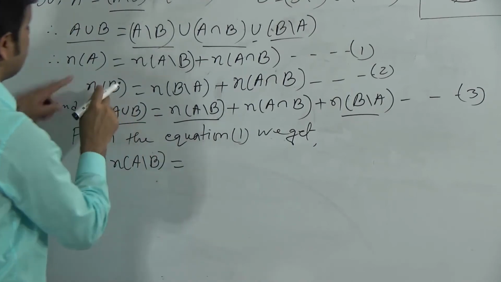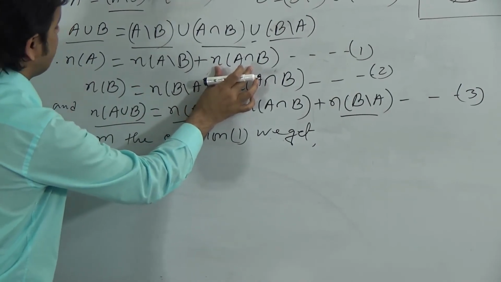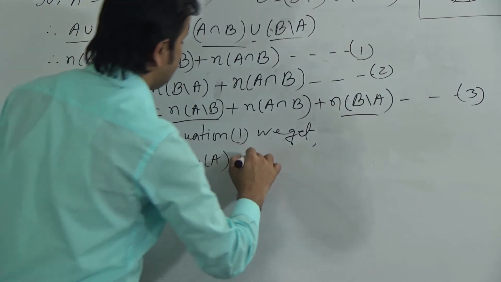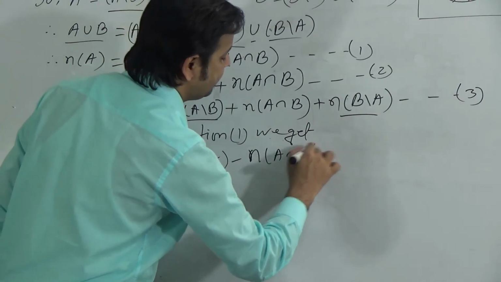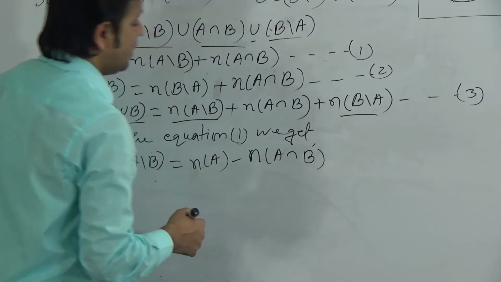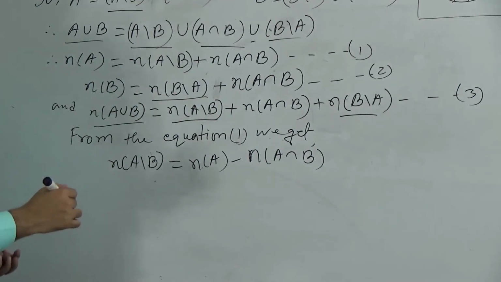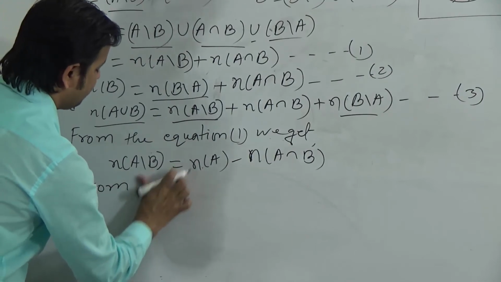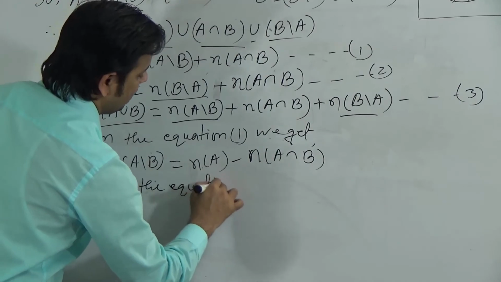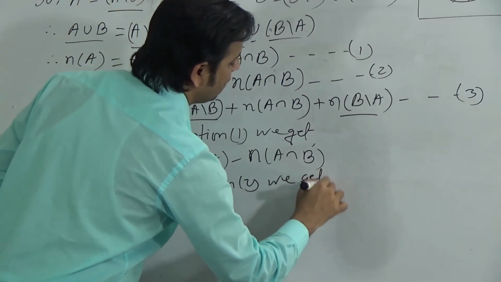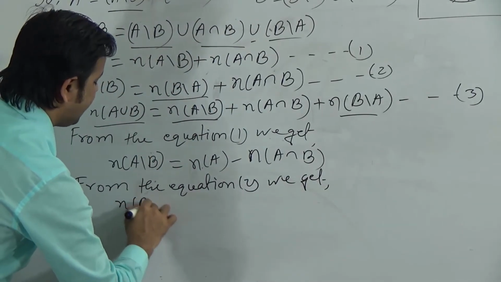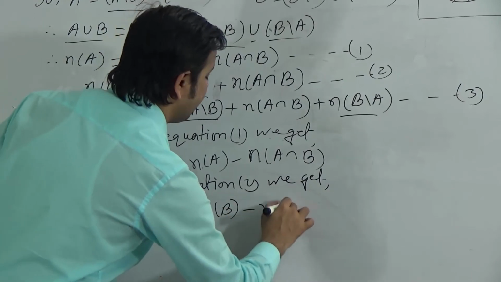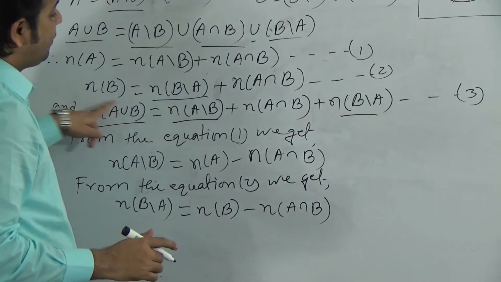So we have to write this number of elements of A intersection B. If I take it to the left side, that will be number of elements of A minus number of elements of A intersection B. Similarly, we can determine the value of number of elements of B delete A. So we can write from equation 2, we can write number of elements of B delete A, so this will be number of elements of B minus number of elements of A intersection B. We can get this from equation 2.